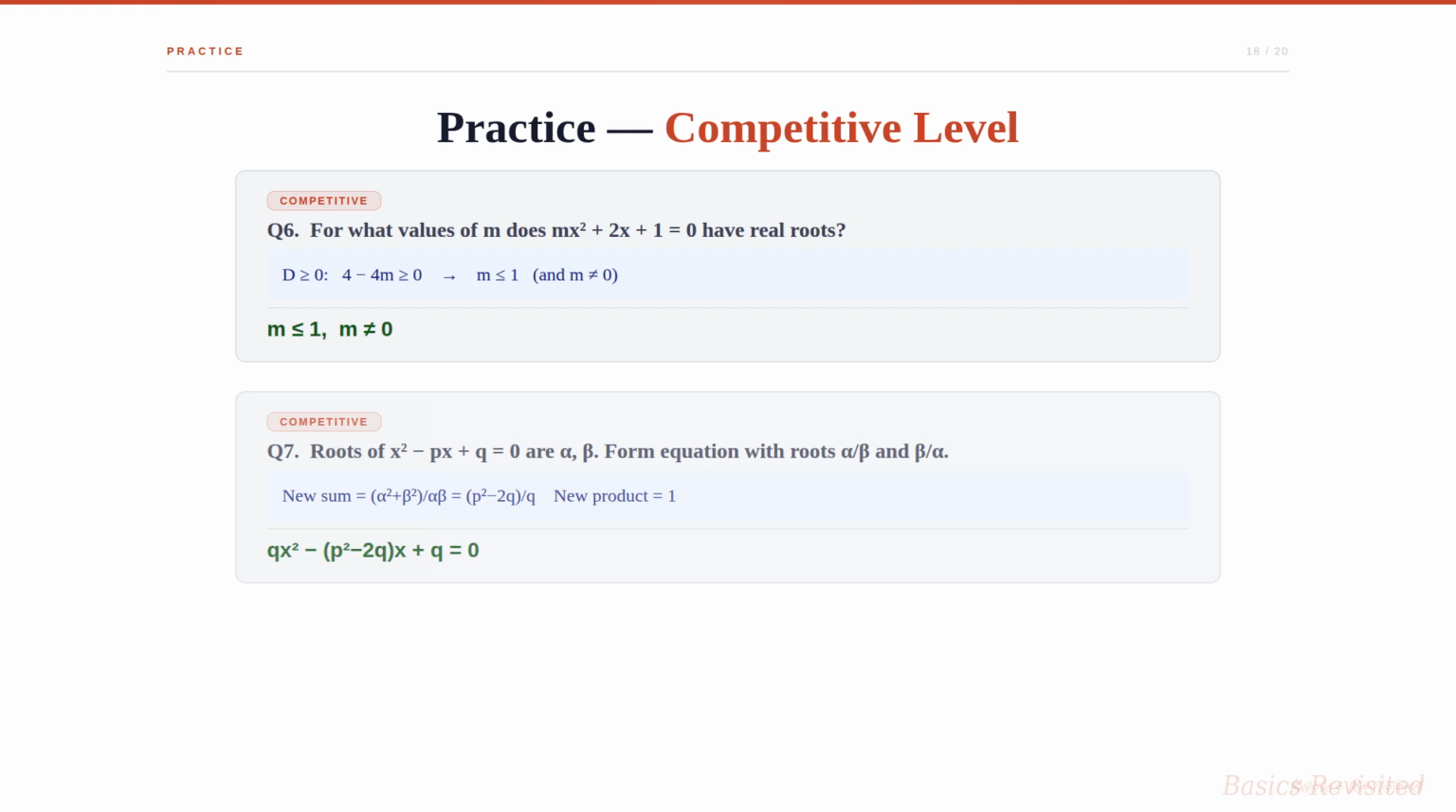Question 7. Roots of x squared minus px plus q are alpha and beta. Form equation with roots alpha over beta and beta over alpha. The new sum is (p squared minus 2q) all over q. The product is 1. Answer. qx squared minus (p squared minus 2q) times x plus q equals 0.